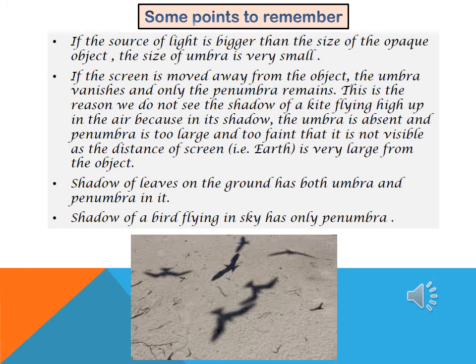Shadow of leaves on the ground has both umbra and penumbra in it. Shadow of a bird flying high in the sky has only penumbra.